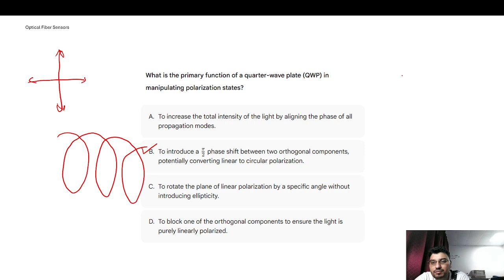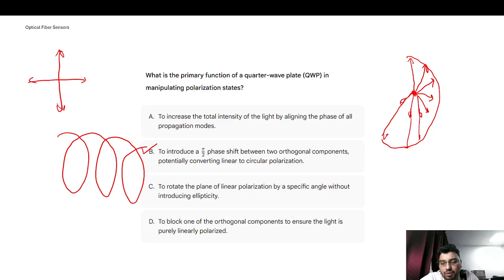So the amplitude will change in direction, and that's why we are getting circular polarization. This is how it properly looks. If you are seeing the light's polarization from the origin towards your side, with the axis pointing towards you, then this is how it happens. And the quarter wave plate introduces a pi by 2 phase shift for this.